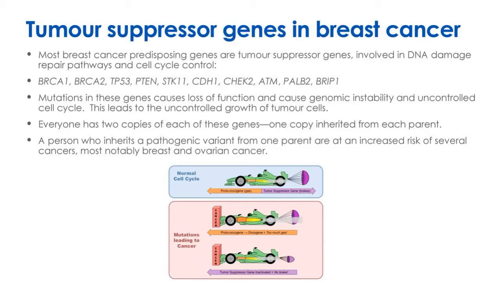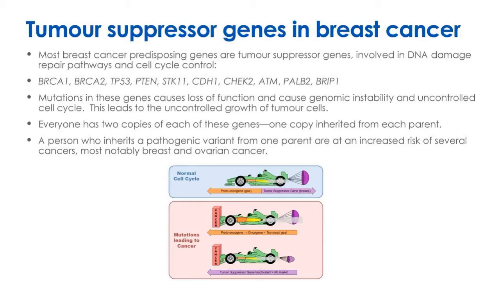Mutations in any of these genes cause a loss of function and cause genomic instability and uncontrolled cell cycle. This in turn leads to the uncontrolled growth of tumor cells. Everyone has 2 copies of each of these genes, and 1 copy is inherited from each parent. It's quite interesting. Often you hear our patients saying, do I have the BRCA gene? We all have 2 copies of the BRCA genes. Some of us just have a pathogenic variant on those genes.